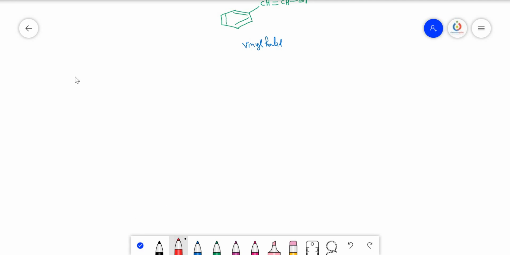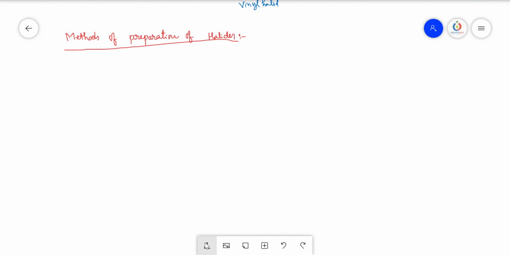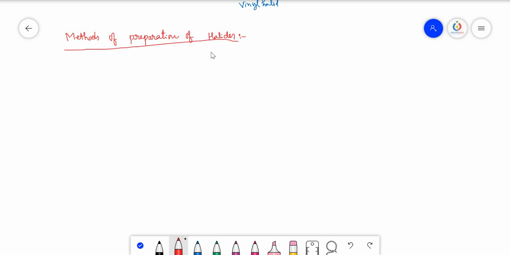So, methods of preparation of halides. Halides in the sense not the inorganic halides, it is the haloarenes or haloalkanes. So these organic halogen compounds can be prepared from 3 to 4 different types of compounds. That is, the first one is alkanes.